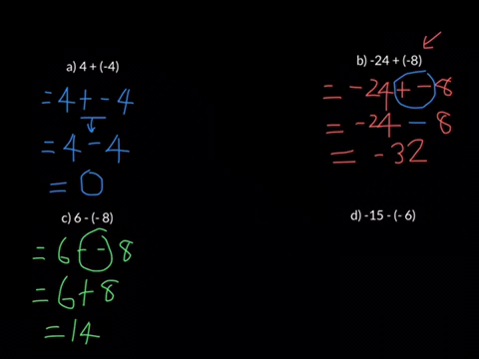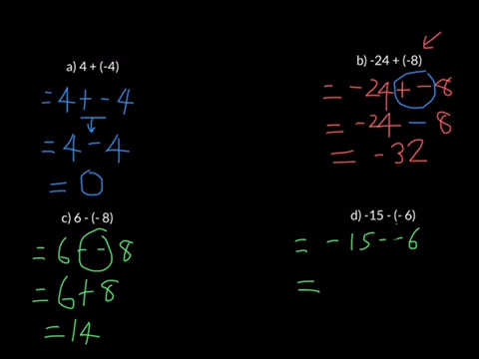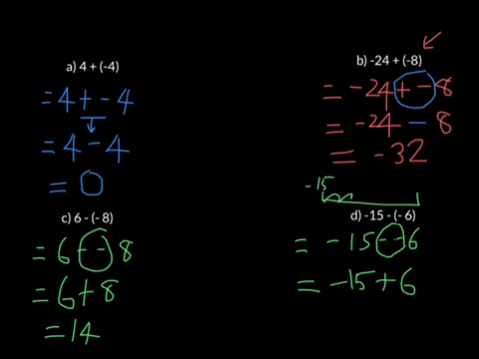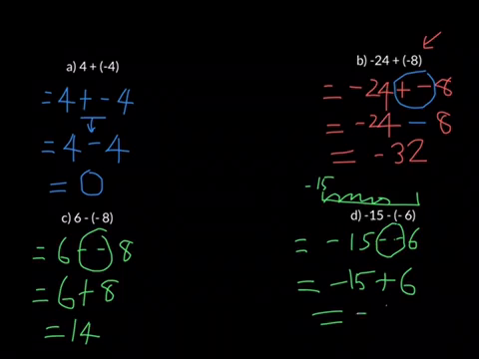Last example, negative 15 take away negative 6. Same theory as before. The double negative, that becomes a positive. 2 negatives is always equal to a positive. So it becomes negative 15 plus 6. So if we're at negative 15 on the number line, and then we add 6 on in the positive direction, we're getting closer to 0. So the answer is going to be negative 9 because we've gotten 6 closer to 0.